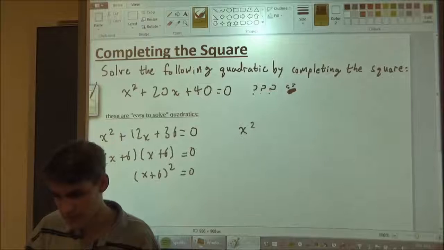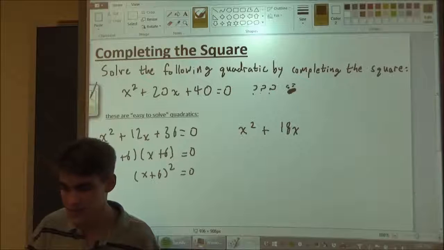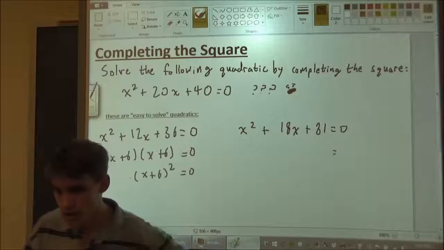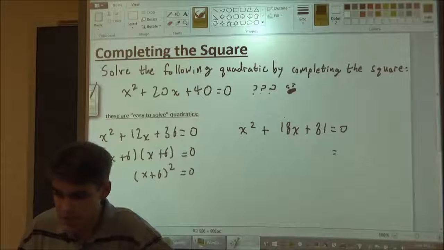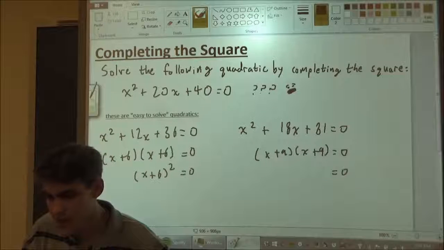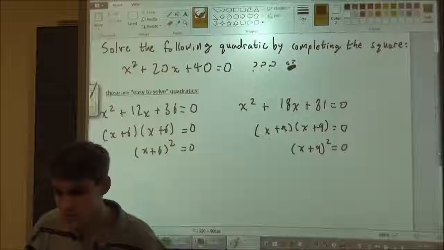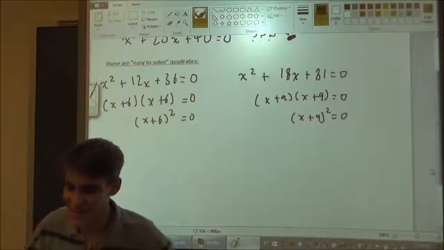Another example, another easy to solve quadratic would be x squared plus 18x plus 81 is equal to 0. So what multiplies to give 81 and adds to give 18? 9 does, right? So you got two of these guys, and I'm going to go ahead and rewrite it as a square. There's a lot of things to do with squares in this concept, obviously.